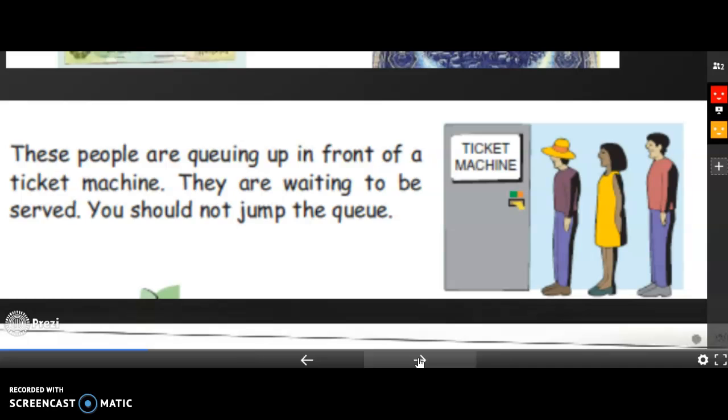Okay, good. They are queuing up. Can you repeat, Mona? Queuing up. Yes, the verb is to queue up. Very good. They are waiting to be served. You shouldn't jump the queue. So what are they doing? They are waiting. Waiting for what? They are waiting to be served. They are waiting to get what? To get a ticket. Yeah, that's right. They are waiting to get tickets. Okay. Good.